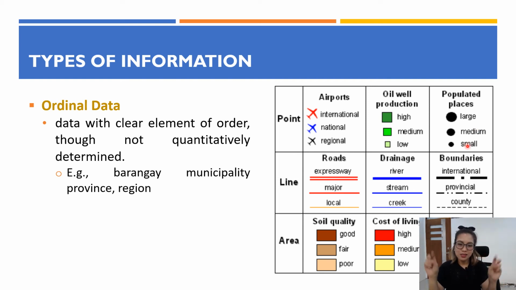So something like that. And for the line, we have the expressway, the double line that you can see, then the major, local, and so on. The drainage are classified into river because it's bigger than the stream, and stream is bigger than the creek. The creek is the small one that we see at the sides of houses sometimes, not the canals but the creeks, the bigger small canals, okay?